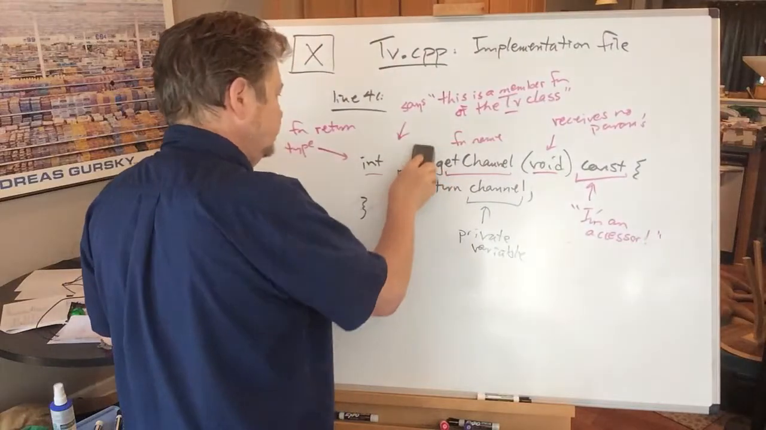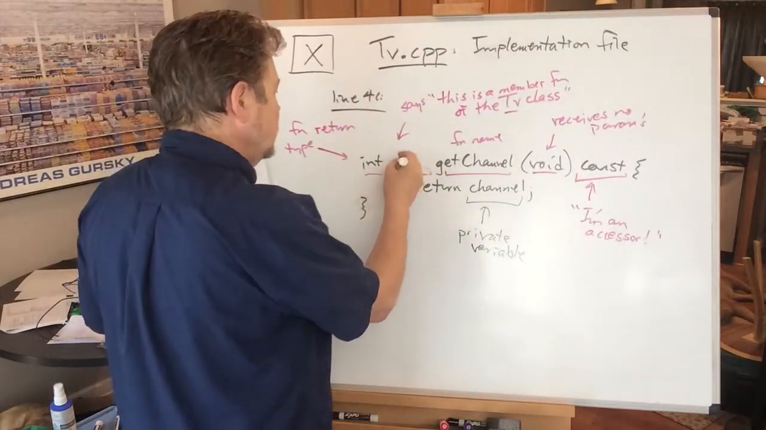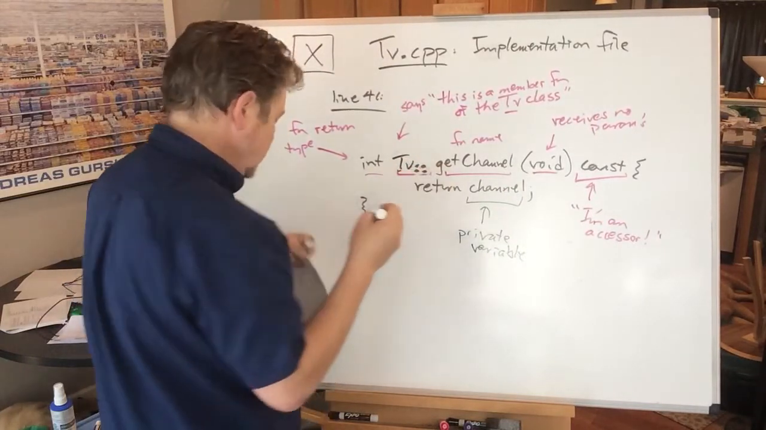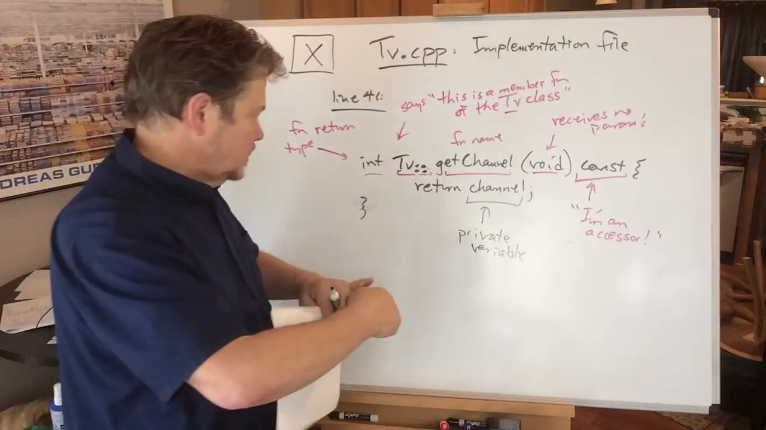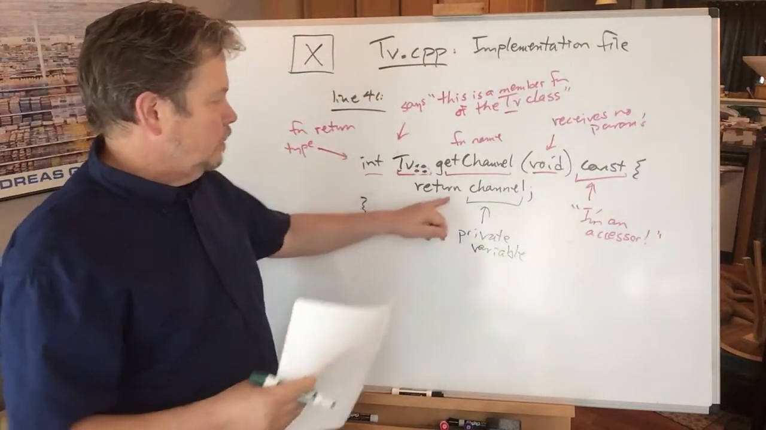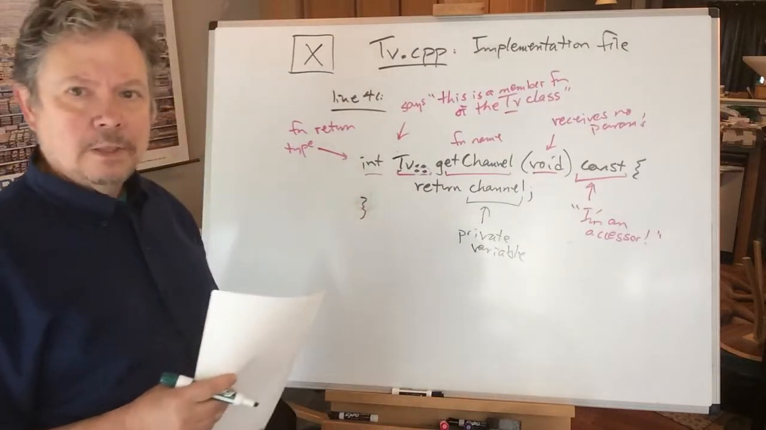I'll rewrite it, in case I need to say something else about it. TV:: makes you a bona fide member of the TV class with all the privileges associated therewith, including being able to see the private variable values and send them back if you want. This tiny little one-line function packs a punch.